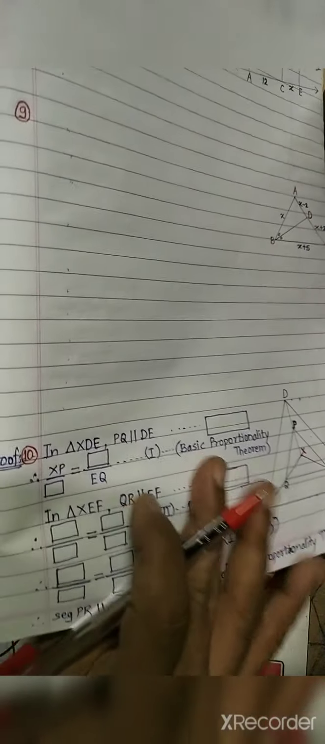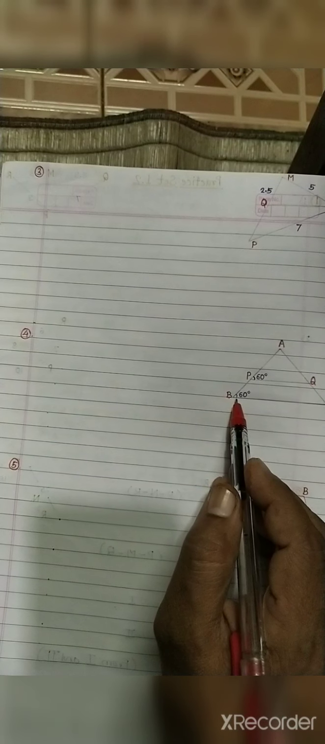Example number 4. Let us see here example number 4. Here the question is, measures of some angles in the figure are given, means here measure of angle APQ is 60 degree and also measure of angle ABC is equal to 60 degree. Prove that AP upon PB is equal to AQ upon QC.